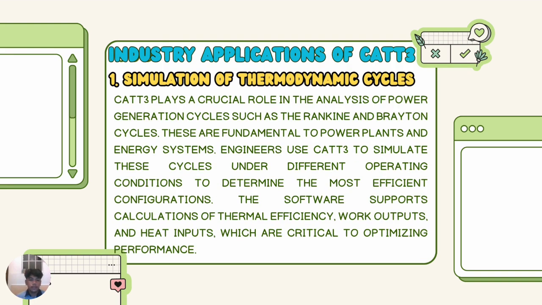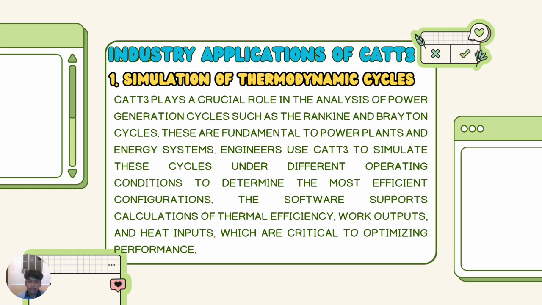For the industry application of CATT, number 1, simulation of thermodynamic cycles. This explains how CATT is used to simulate thermodynamic cycles like the Rankine, used in steam power plants, and Brayton, used in gas turbine cycles. These cycles are the backbone of energy systems and power generation.